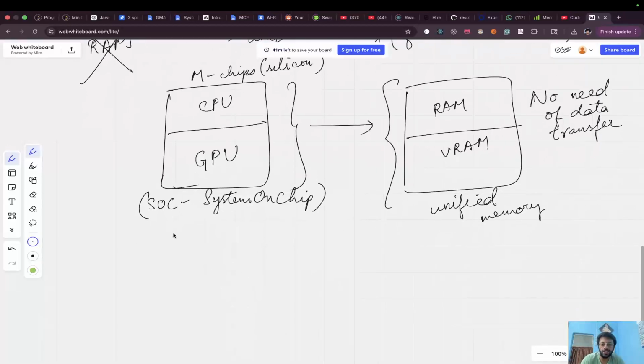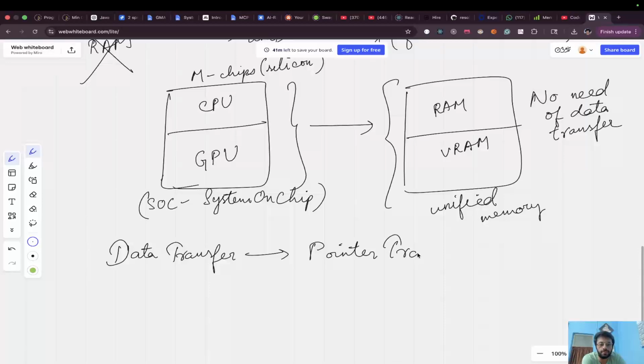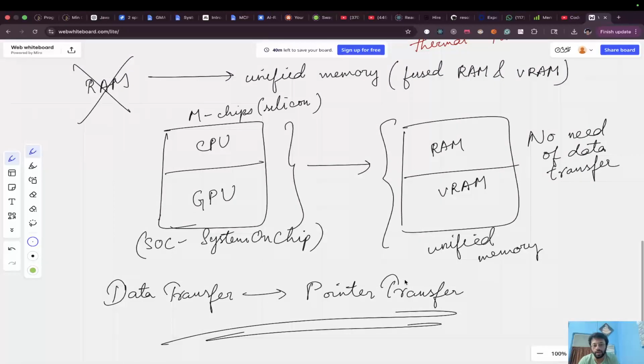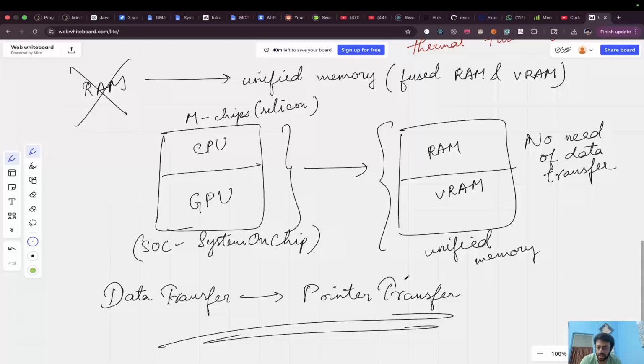So data transfer just got converted to pointer transfer. That's it. Pointer or reference transfer. This is what Apple is able to achieve. That has changed the game for their M1 series laptops. That is why their laptops have a huge battery life right now, and they're also much faster than the traditional or present generation Windows laptops.